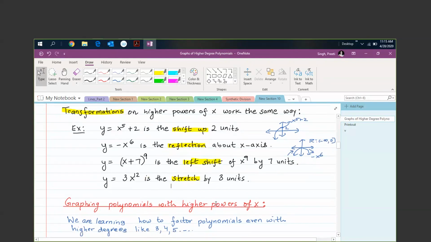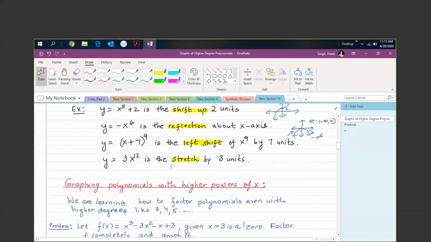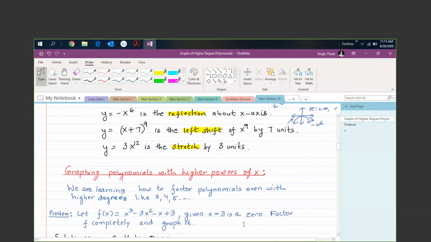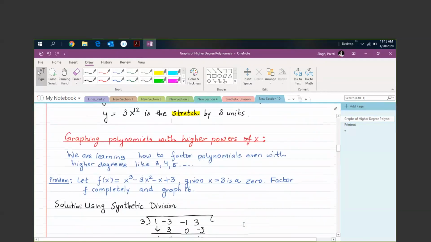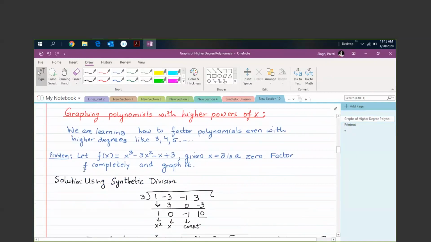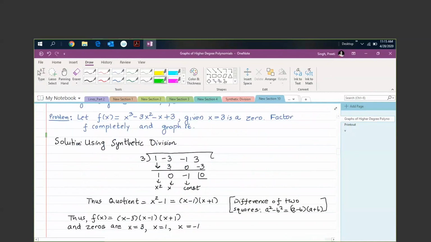So I have taken different powers of x's here, and I'm doing the same kind of transformations. Okay, so next comes graphing polynomials with these higher powers of x. Look at this problem right here.